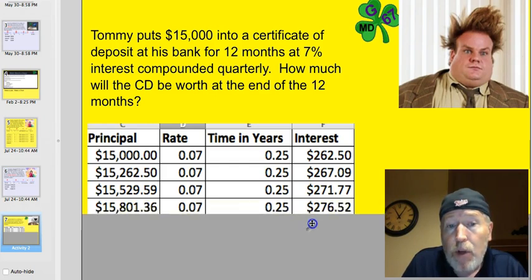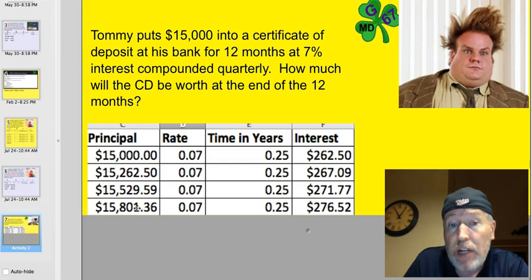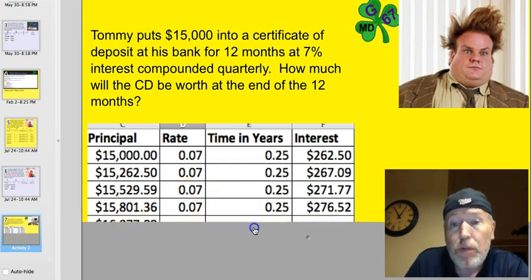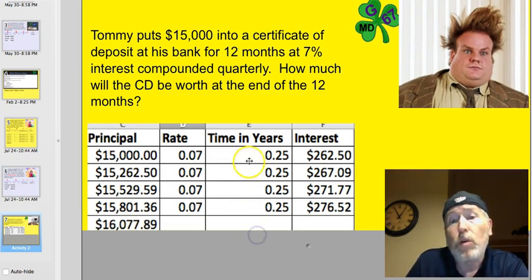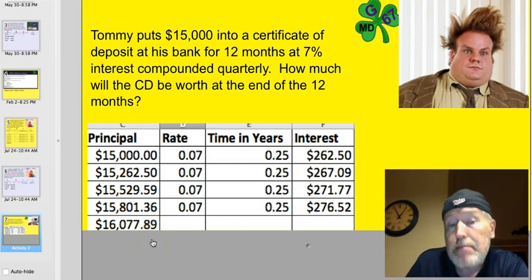Look at, by the time we're in the 4th quarter, he has nearly $15,801 that he's now earning interest on. Compounding interest can be a good thing too. So after 1 year, $15,000 compounding quarterly at 7% interest, he'd have $16,077.89. Basically, he made $1,077.89 in that year. Not bad.